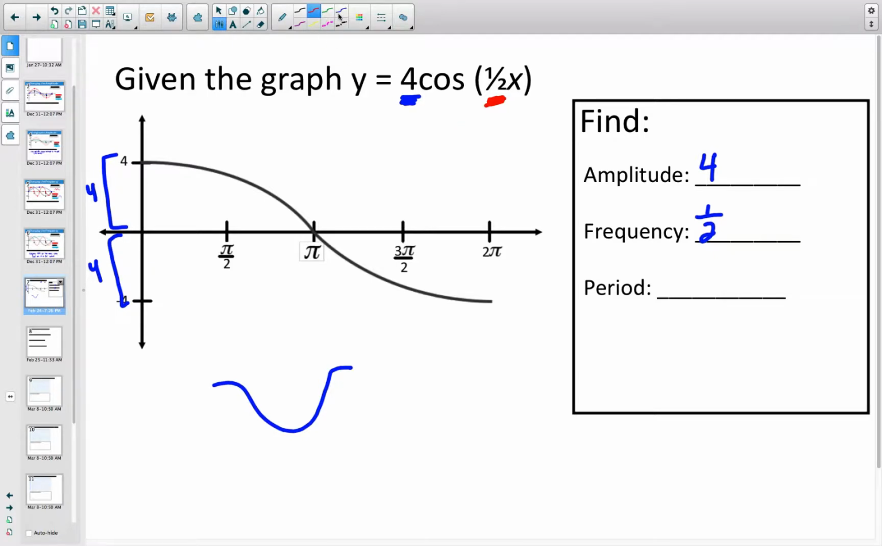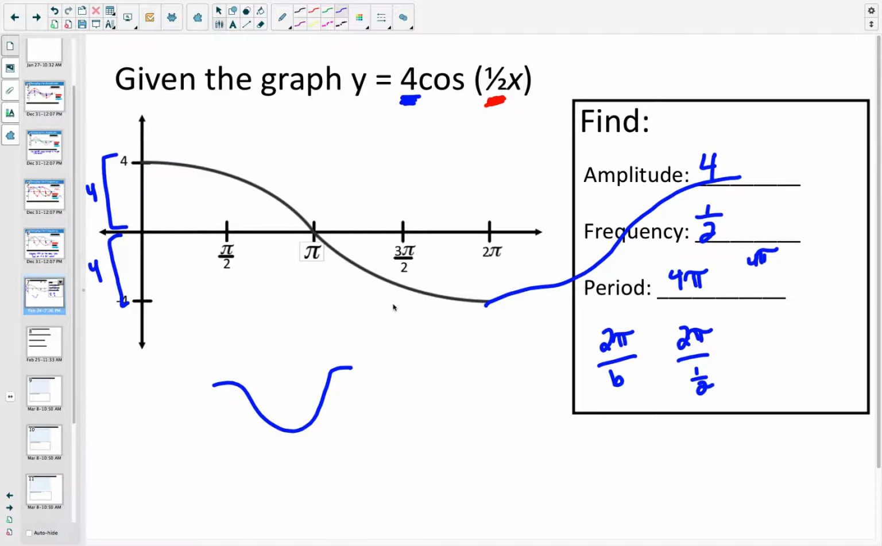And finally, period. Period tells you how long it takes one full cycle to end. So here's one full cycle. Well, we can use our formula that we learned the other day, which is 2 pi divided by frequency, or 2 pi divided by a half. And 2 pi divided by a half is 4 pi. But if we look at it graphically, half of the cycle goes to 2 pi. Well, then it would make sense that the other half would have to end at 4 pi, so it would end over there. And again, period tells you how long it takes for one full cycle to end.